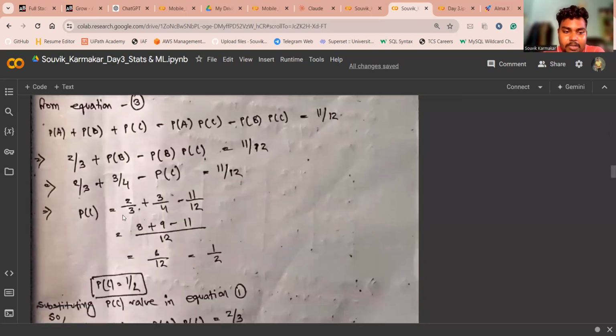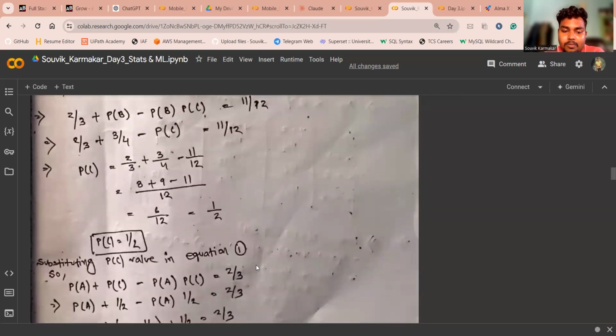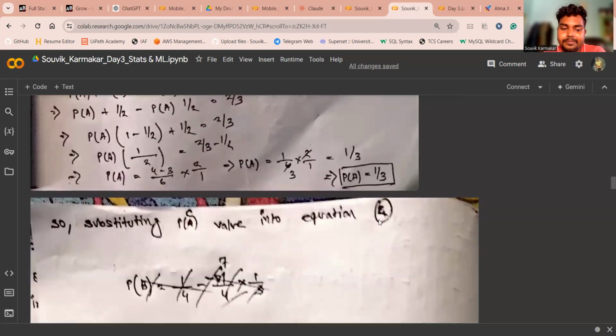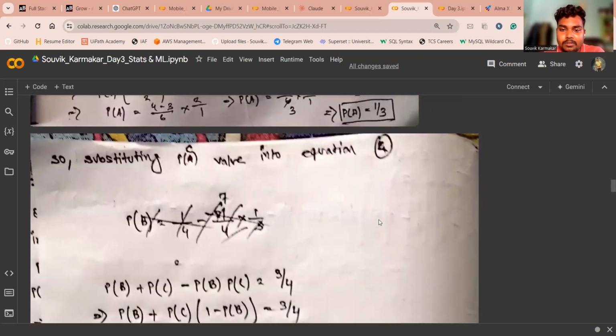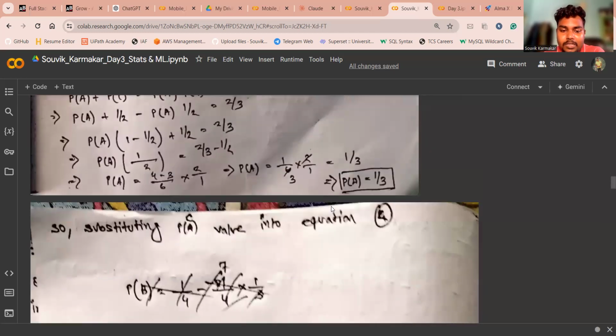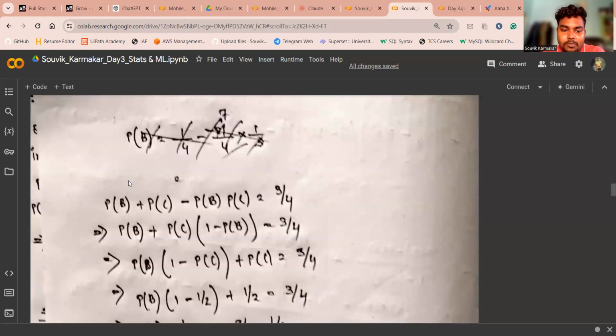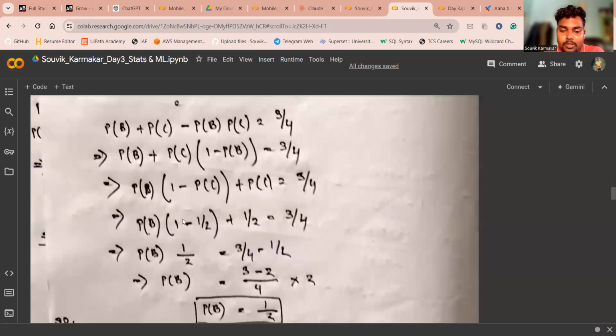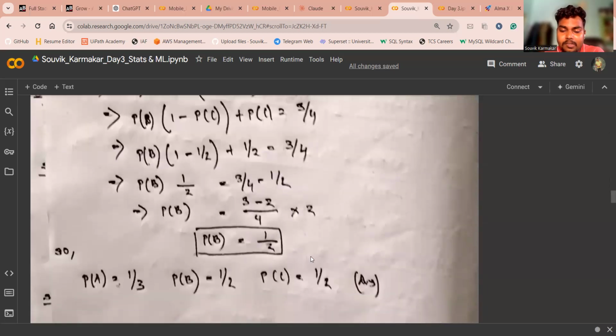After putting all that in, we get the P of C value as 1 by 2. We put that P of C in equation 1 to find the P of A value, and we get P of A as 1 by 3. Now only P of B is pending, so let's put the value of P of C in equation 2 to calculate P of B. After putting everything in, we get the P of B value as 1 by 2. So P of A is 1 by 3, P of B is 1 by 2, and P of C is 1 by 2.